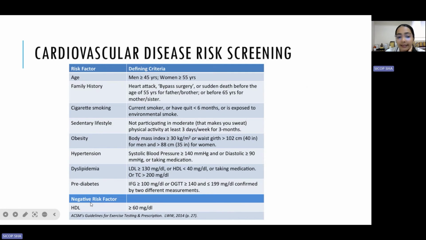HDL more than 60 is a negative risk factor. So you get 1 mark for each. So +1, +1, +1 for whatever is positive. And if you have HDL more than 60, you get -1. So according to that, we calculate.